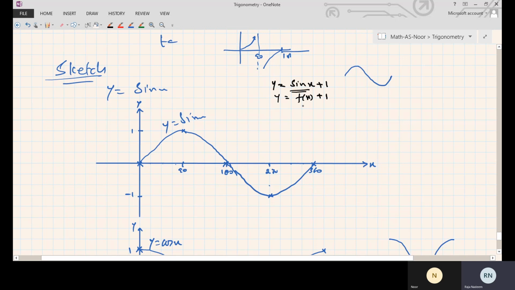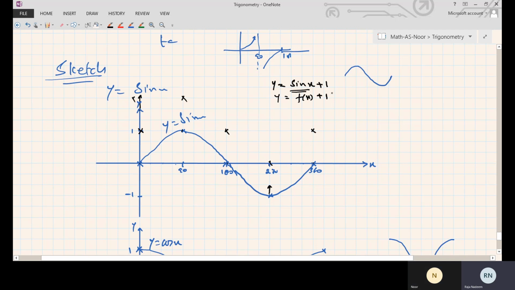So what do we do? We move the graph 1 unit upward. If it is vertical, then yes, it will move 1 unit upward. So all the points will move 1 unit upward, 1 unit upward, 1 unit upward, and this one comes here, and this one goes here.